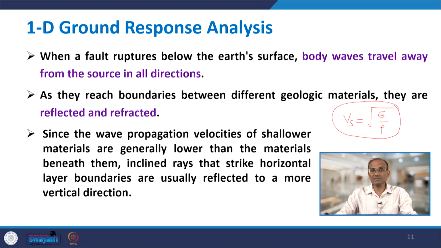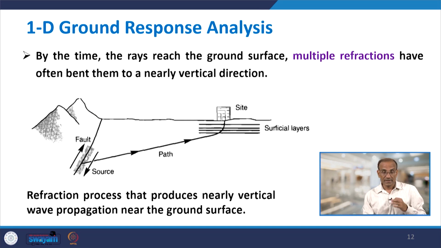So, inclined rays that strike horizontal layer boundaries: there is a boundary between 2 layers, and when the inclined ray is passing and strikes it, it is usually reflected to a more vertical direction, and you can see here. It can be explained here. You have the source here, this source is normally the fault, and the waves initially travelling from the fault or the source are inclined waves.